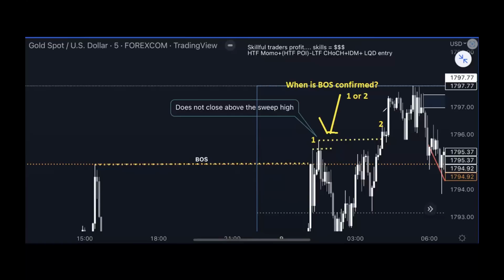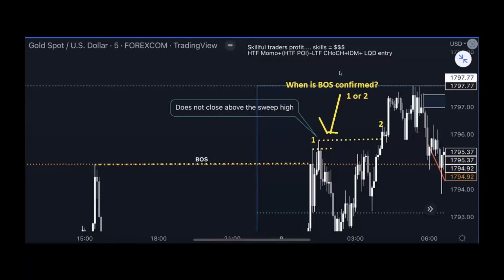Okay, so it's not when it closes above the higher high, it's when it closes above the sweep that confirms the BOS. You have to wait until price closes, right? If the same thing happens and it just sweeps the liquidity, this is still a liquidity sweep and you are looking here for a sell. You have to wait to confirm the BOS, wait for the candle close, right? Okay. Yeah, thank you.